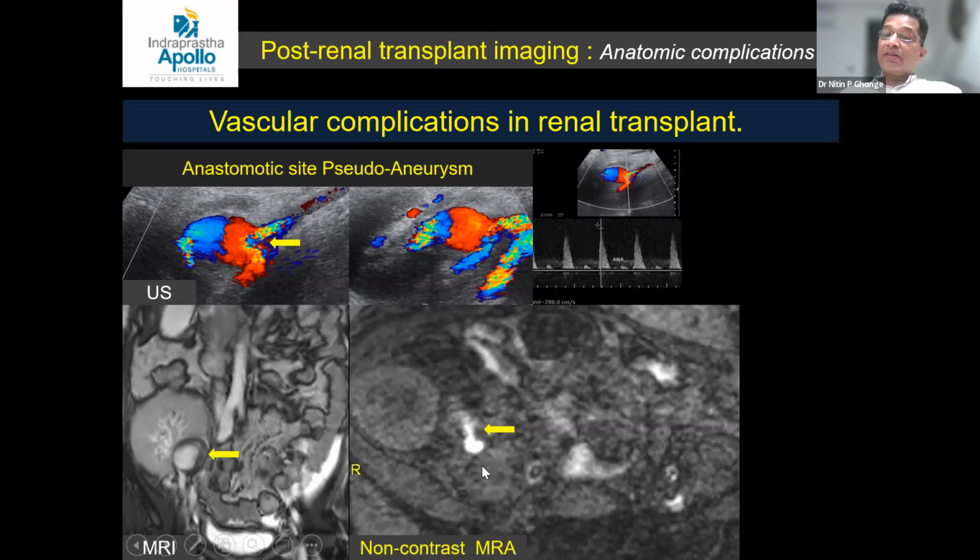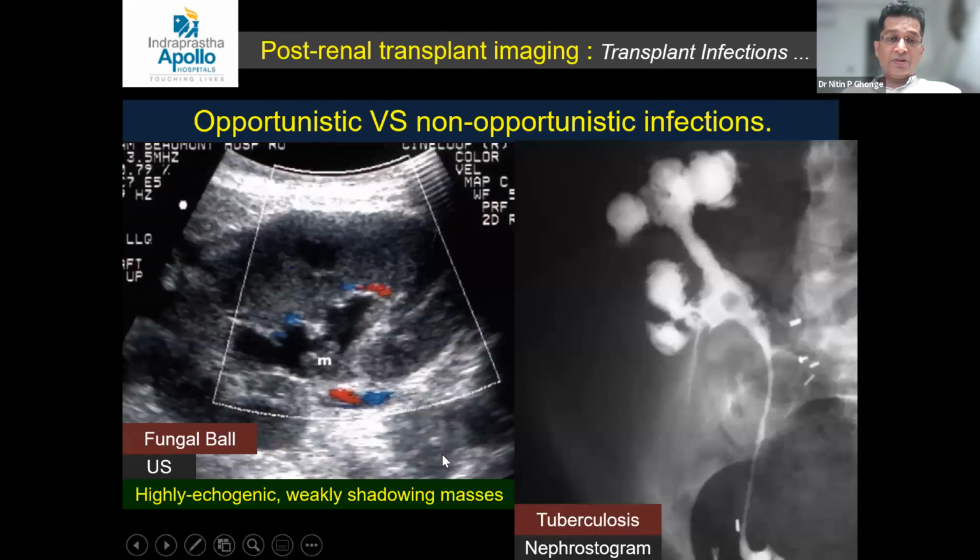Contrast cannot be given because KFT was borderline. So this was non-contrast MR angiography, and we can see the pseudoaneurysm and the neck of the pseudoaneurysm without giving any contrast using the non-contrast MR angiography protocol.